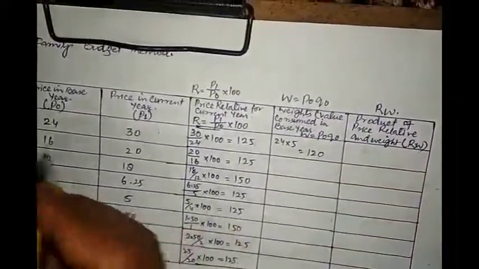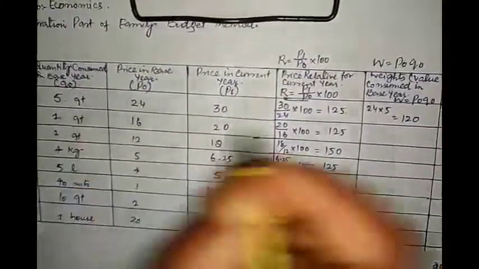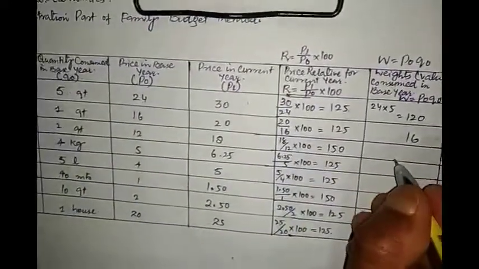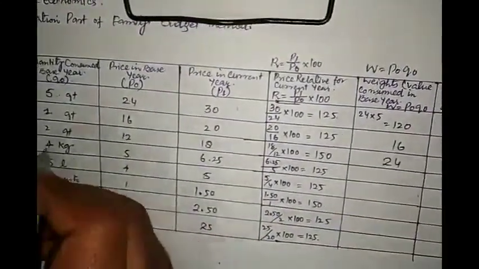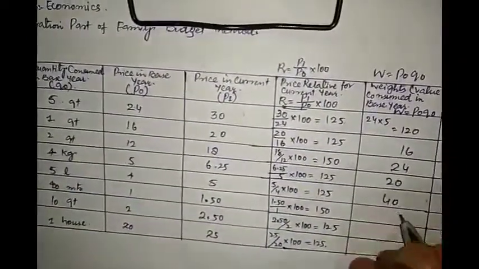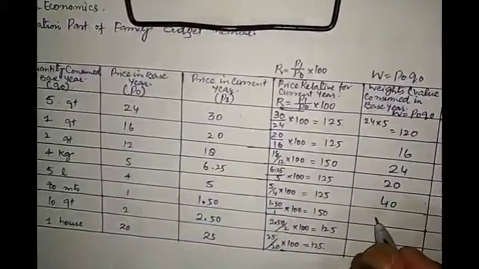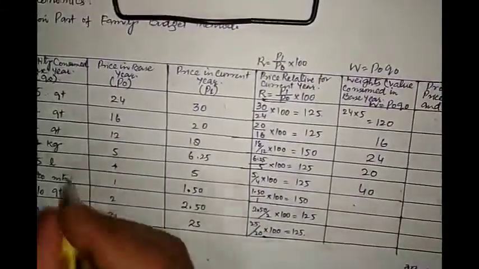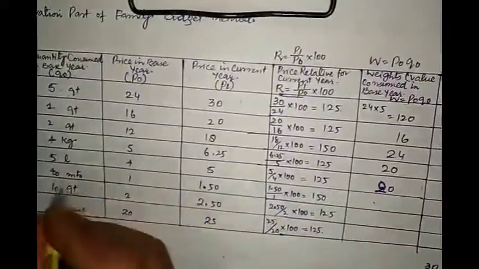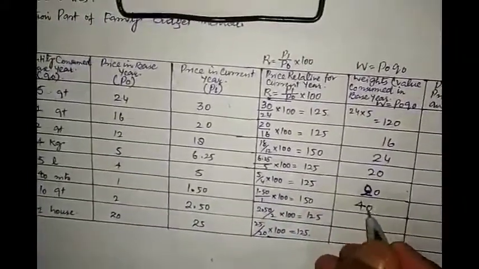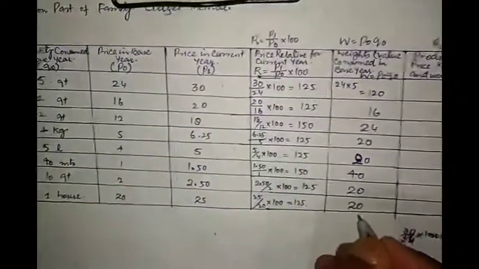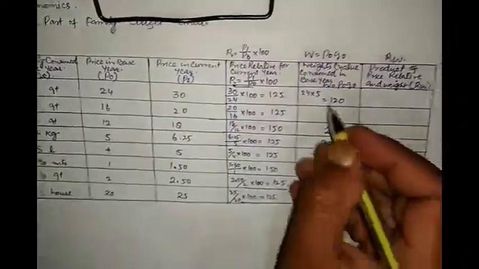Same is the case for the others. 16 ones are 16, 12 twos are 24, 4 fives are 20, 40 ones are 40, 10 twos are 20, 5 fours are 20. That is equal to P0 Q0.